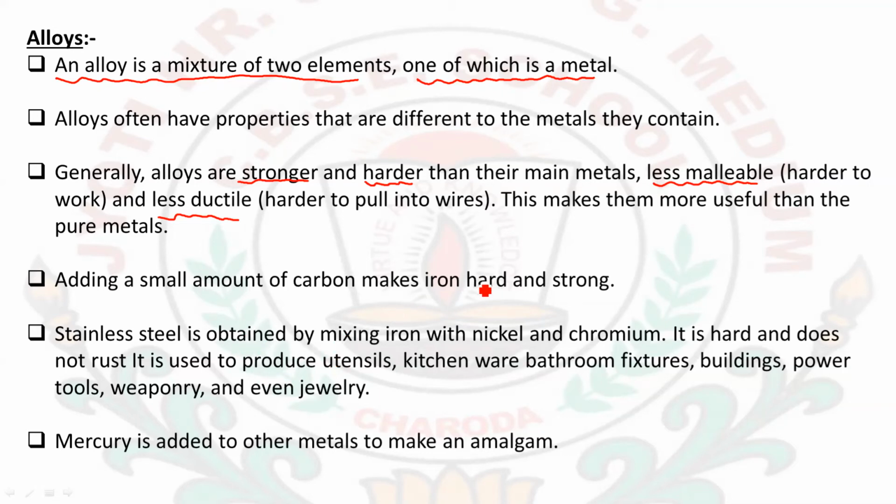Next, adding a small amount of carbon makes iron hard and strong. Generally, pure iron, also known as pig iron, is very soft and not durable enough for making big machinery which can bear much stress or load. So in order to make it strong and hard, some amount of carbon is added to the iron. This type of addition is also known as alloying.